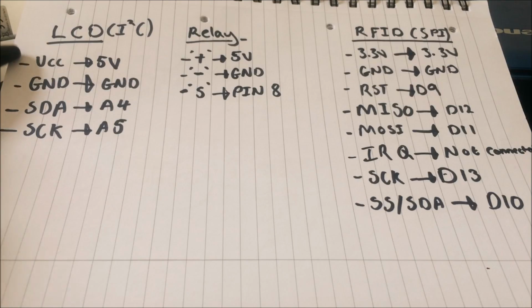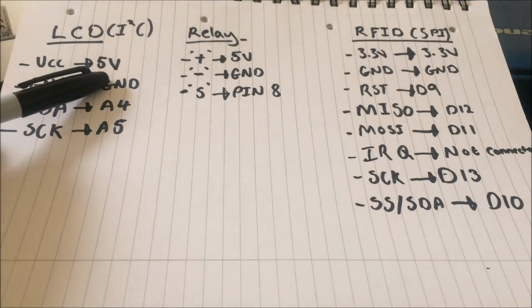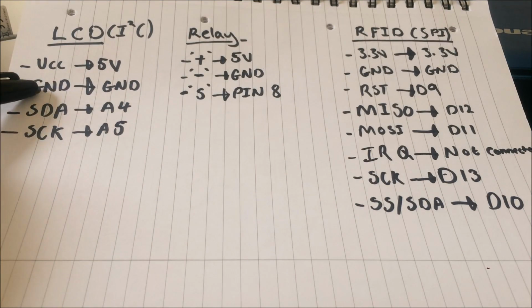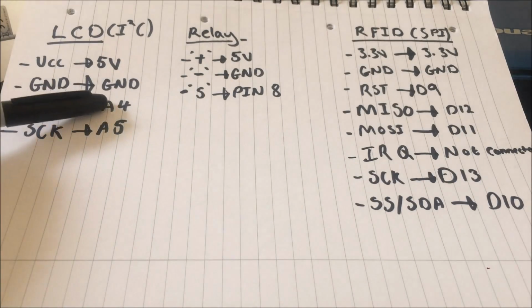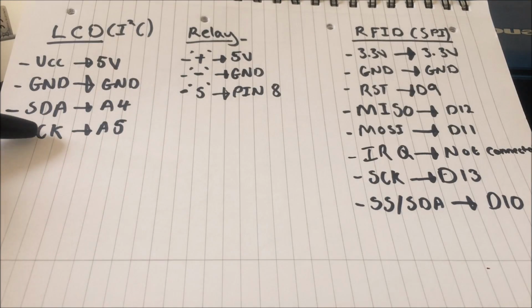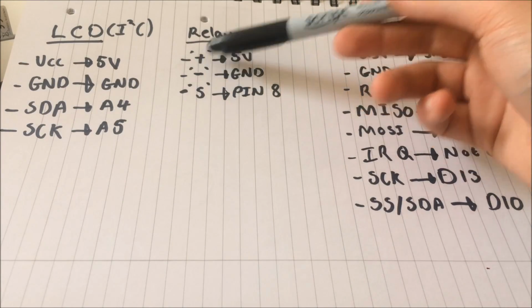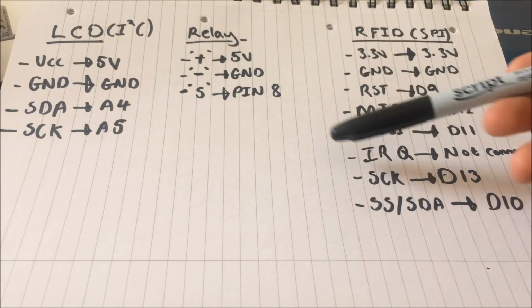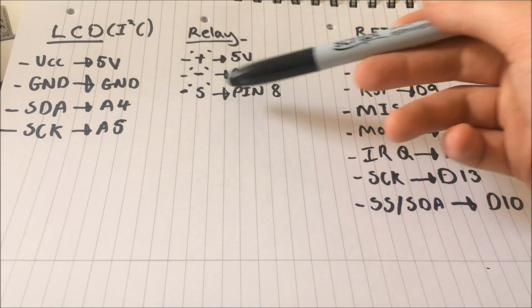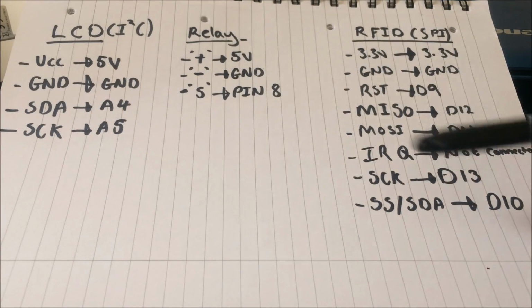For our LCD, we have VCC, which we connect to 5 volts. We have a ground pin, which we connect to ground on the breadboard. We have a data pin, which we connect to A4. And we have our clock pin, which we connect to A5. For our relay, we've got our plus, which we put to 5 volts. We have our negative, which we put to ground. And we have our S, which stands for signal, which we put to any digital pin, but I'm going to use pin 8.